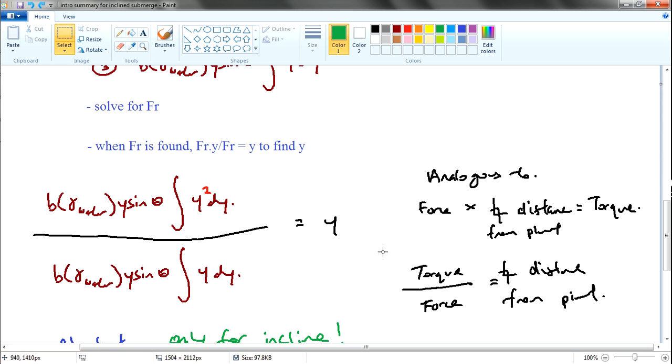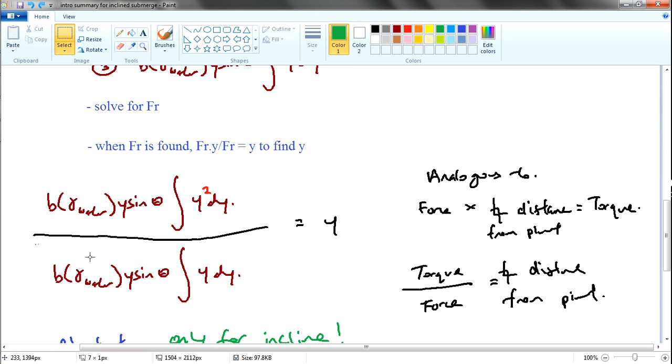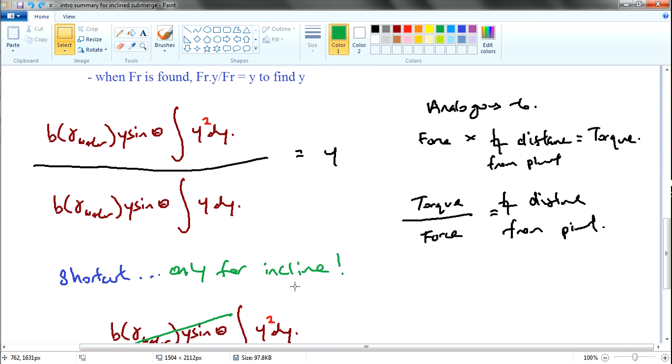So this one will become torque. Okay, so torque divided by force, which is also this equation. Okay, we didn't change anything now, so we just plug in the force over here. Because everything is in terms of integration, these two are the constants. You can straight away cancel it. Okay, this is a shortcut for only incline.